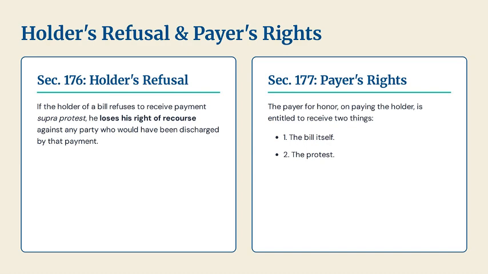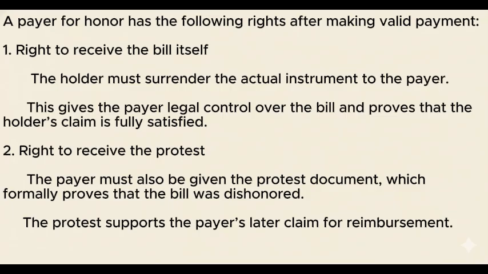The payer for honor, on paying the holder, is entitled to receive two things: the bill itself and the protest. A payer for honor has the following rights after making valid payment. The first is the right to receive the bill itself. The holder must surrender the actual instrument to the payer. This gives the payer legal control over the bill and proves that the holder's claim is fully satisfied.